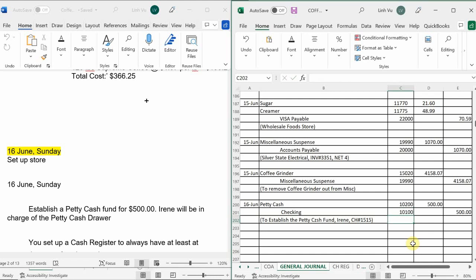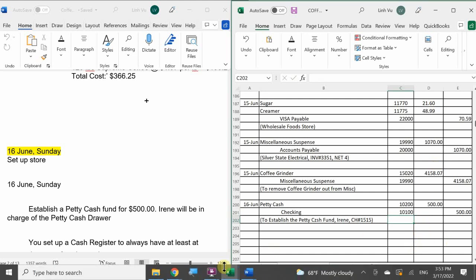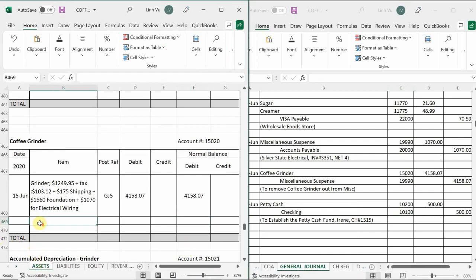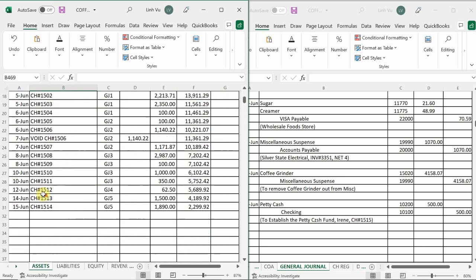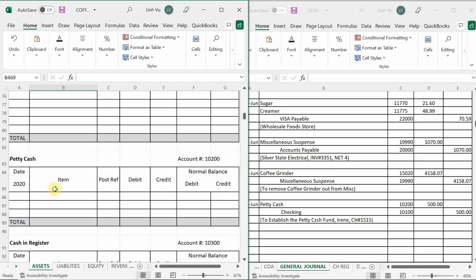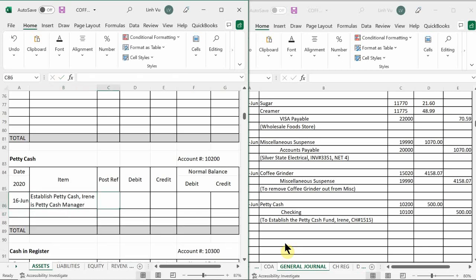So, what comes after the journal? The ledger. A ledger. Okay? So in this case, we need to find the petty cash, which is account number 10200. Okay. What kind of note do you want to put in here? Establish, right? Establish petty cash. You can also say Irene is petty cash manager. Okay. Right.